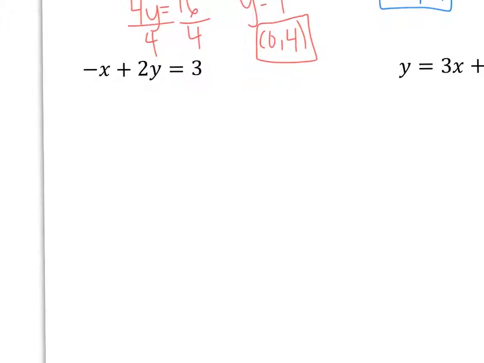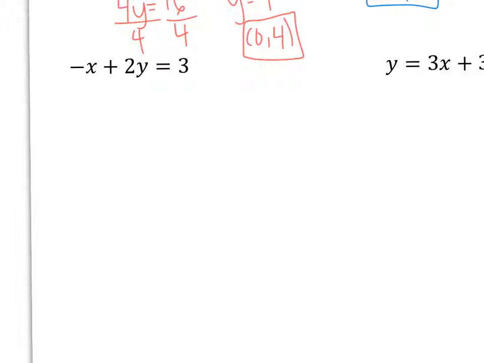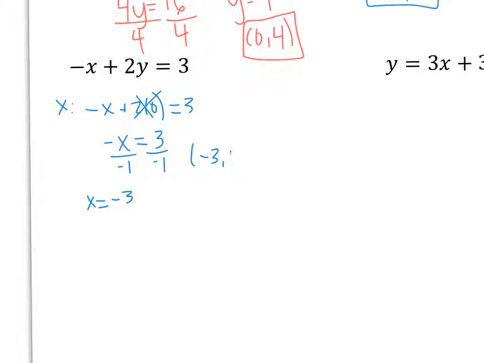Let's look at negative x plus 2y equals 3. So I'll find the x-intercept first. So negative x plus 2 times 0 equals 3. Anything times 0 is 0. So I have negative x equals 3. But I can't leave my variable being negative, so I'll divide everything by negative 1. And so I get x equals negative 3. So as an ordered pair, this is (-3, 0).